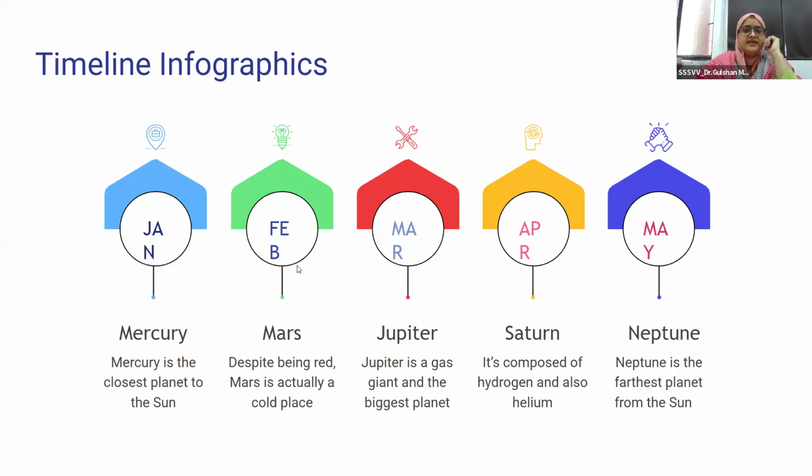So here is another example of an infographic which shows a timeline. Infographics can be created in the format of a timeline also. Here you can see that the planets are mentioned. We have shown the planets, and we have also written the placement of the planets: which planet is close to the sun, which planet is the coldest planet, which planet is the biggest planet.